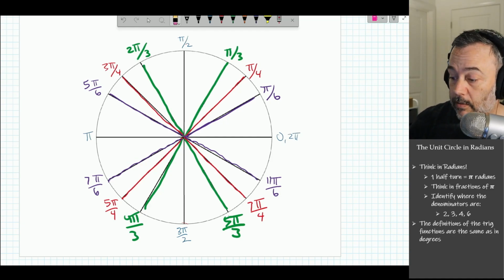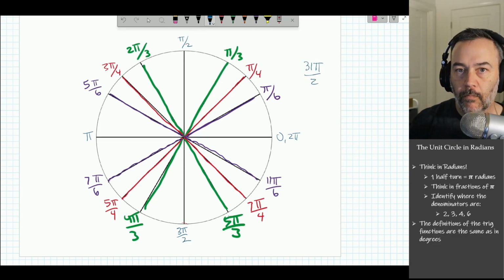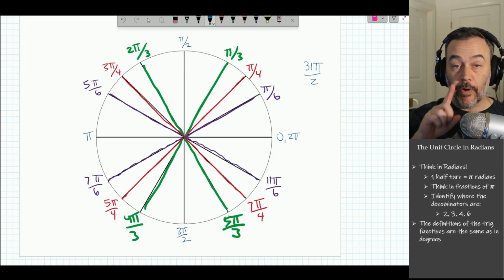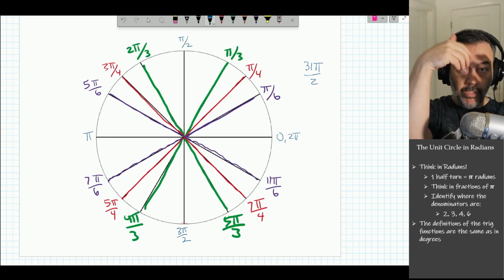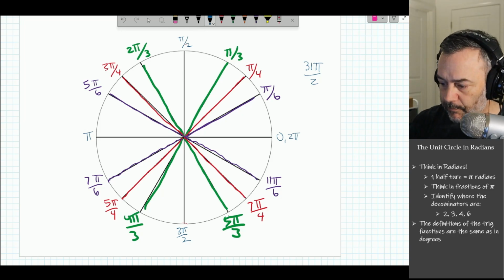And notice where all the denominators of 2 are. Here and here. So if you get an angle that is, how about 31 pi over 2? It doesn't reduce. So I know it either has to end at the top of the circle or the bottom of the circle. And then we could just figure out which one it lands on.